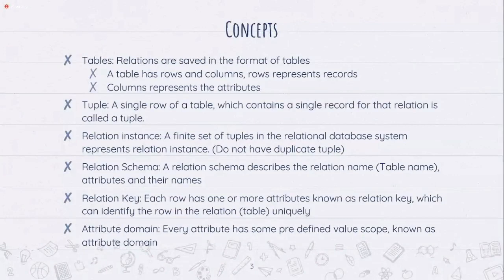There are some concepts. The first one is table. In the relational data model, relations are saved in the format of tables. The new name is relations, right? So these relations are saved in the format of a table. This format stores the relation among entities.